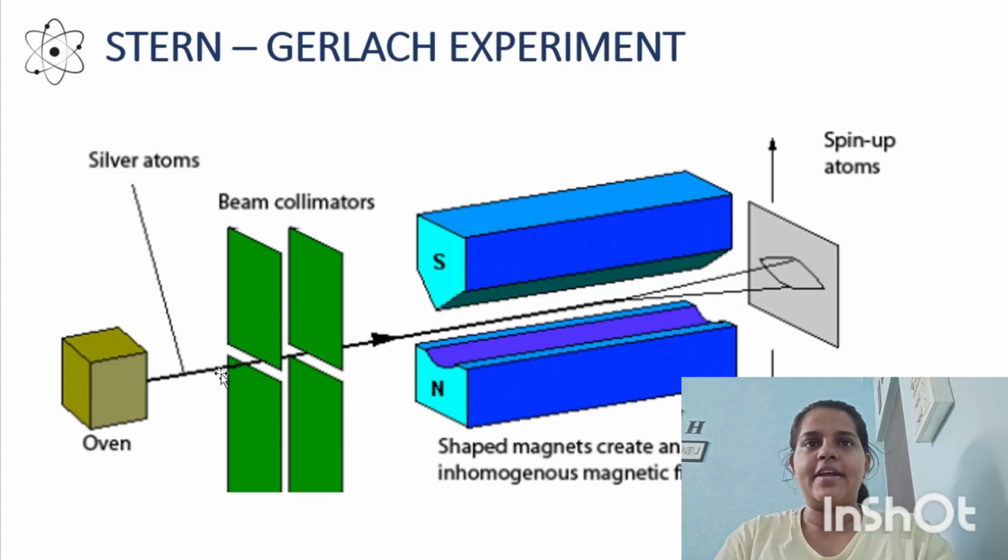Next is the non-uniform magnetic field. At the core of the apparatus is a region containing a non-uniform magnetic field. The field is generated by two specially shaped magnet poles, typically consisting of a flat pole and one sharply curved or tapered pole. This geometry creates a significant magnetic field gradient, commonly oriented vertically.